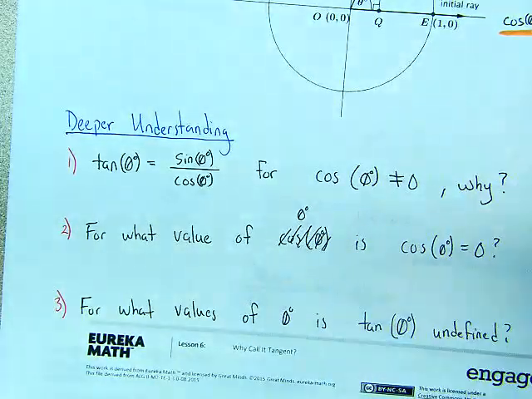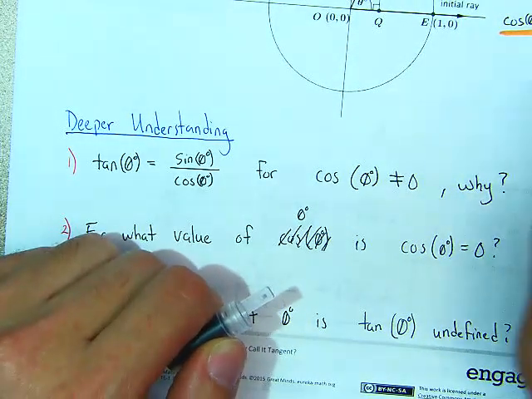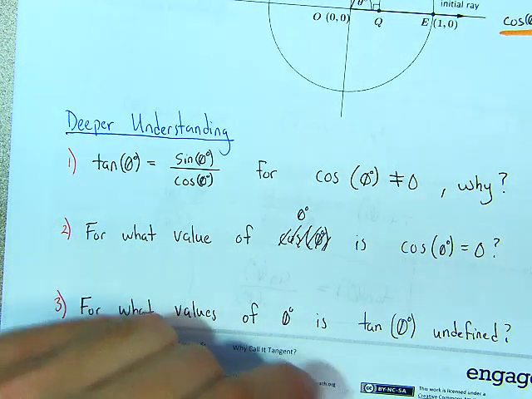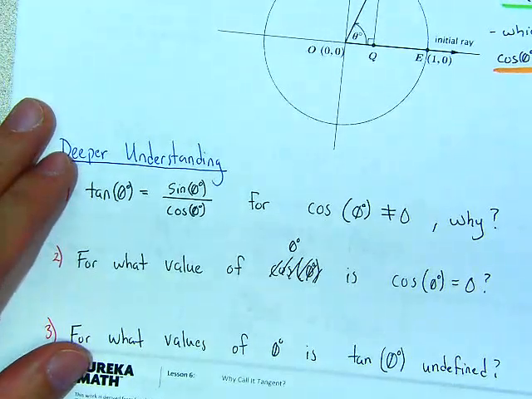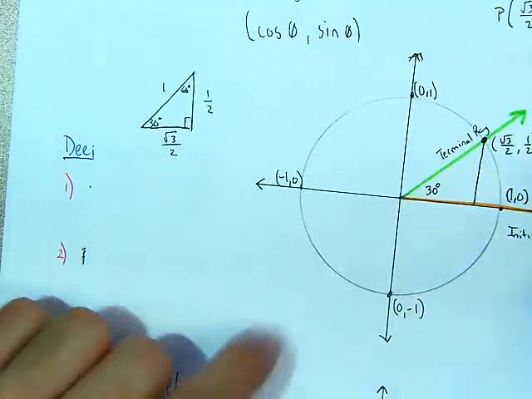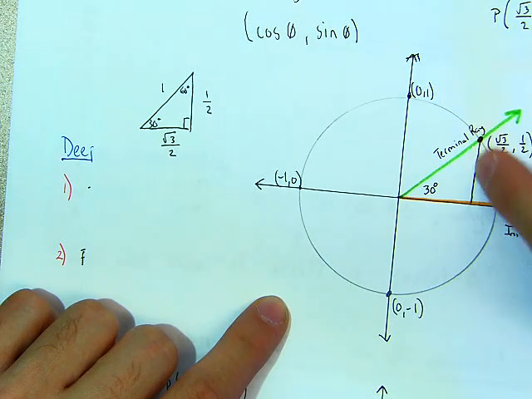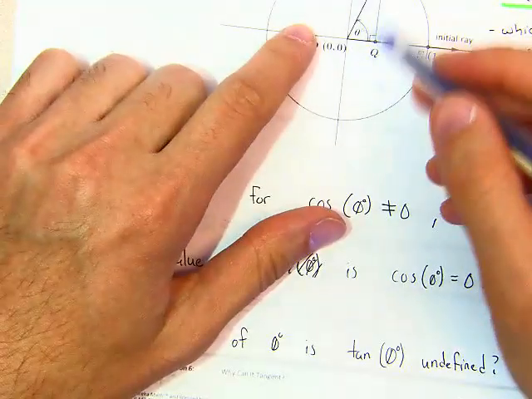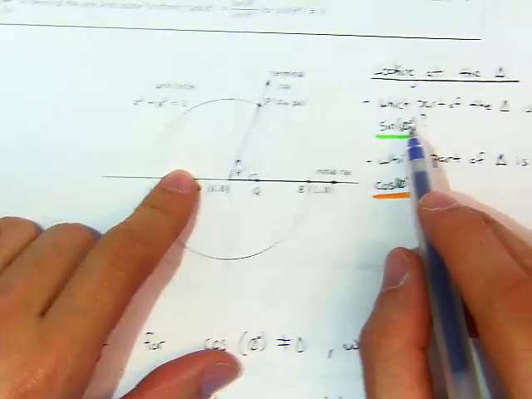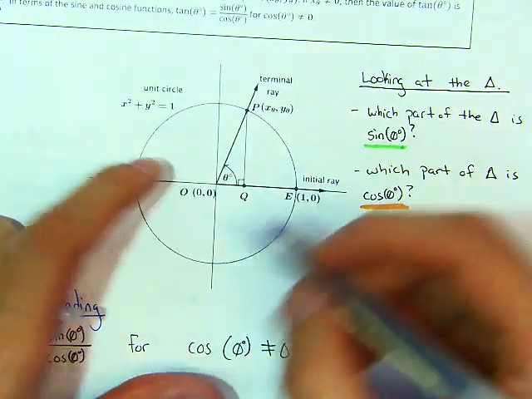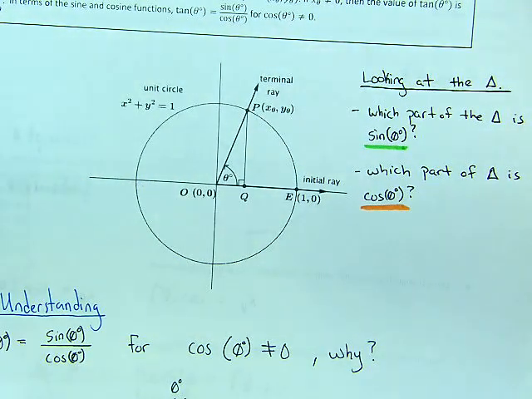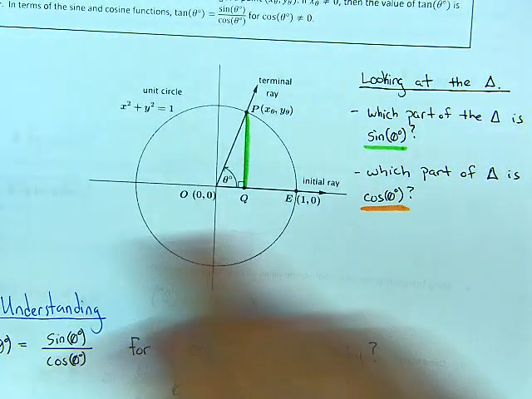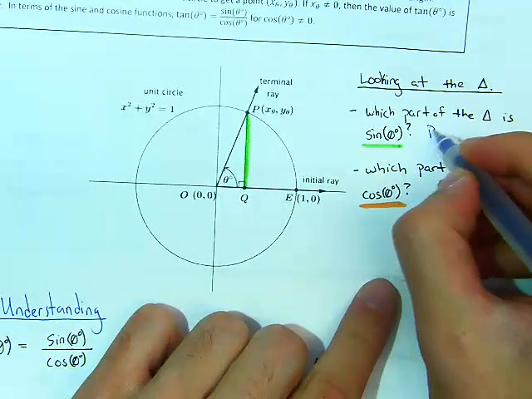Let's try and answer this. Which part of the triangle is sine theta? Sine of theta represents this height. Sine of theta is up, down. Cosine theta is left, right. So the part of the triangle that sine of theta represents is this part over here, PQ. PQ will represent sine of theta.